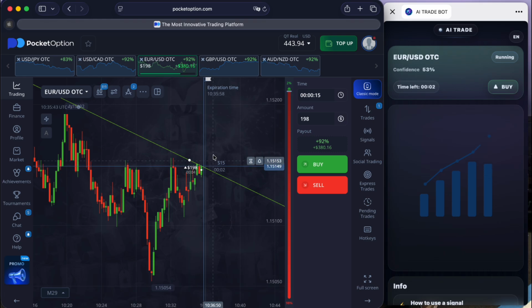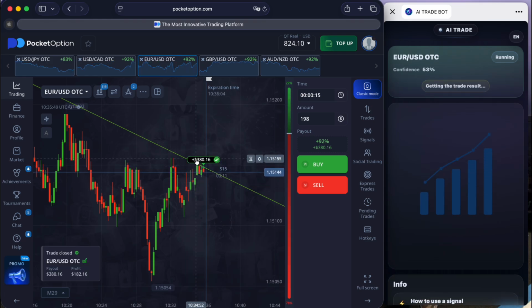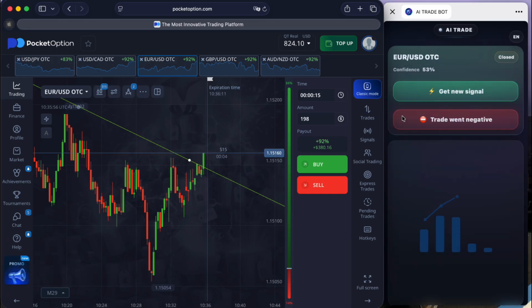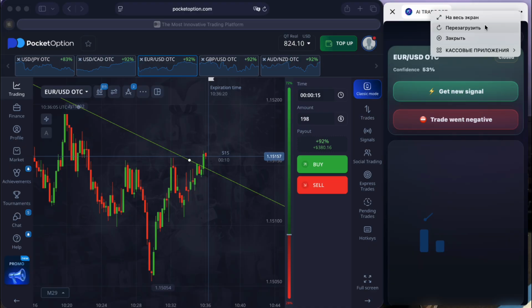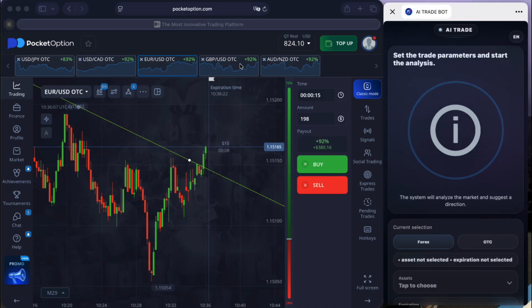A few seconds remain until our entry point is closed, and a sharp impulse gives us the opportunity to add the first $380 to our deposit. A good entry point. With 53% confidence, the bot is giving us the right signal here. We closed the first plus deal without any problems. I'm not going to stop there. I'm restarting this tool and moving on through my assets.